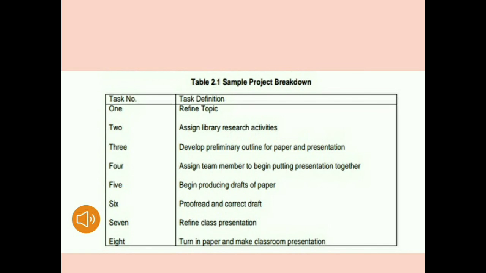Number 6, proofread and correct drafts. So, diri magpa-check na mo sa inyuhang mga drafts. Number 7, refine class presentation. So, diri na part is mangita na mo og strategy or way kung unsaon ninyo pag-present. Number 8, turn in paper and make classroom presentation. So, mag-submit na mo, then mag-present.